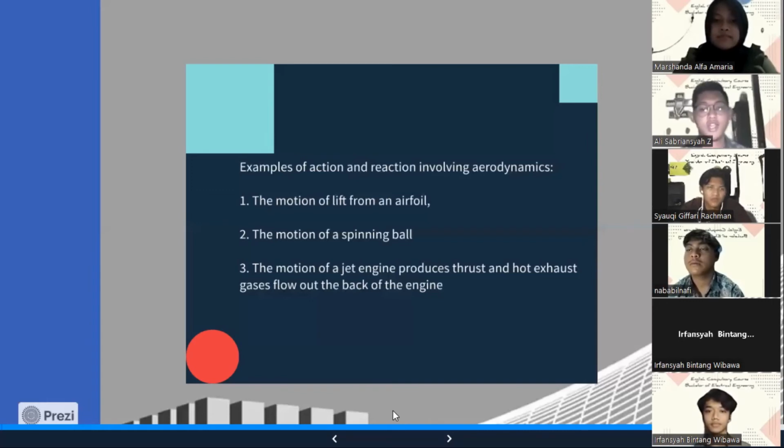3. The motion of the jet engine produces thrust. The hot exhaust gases flow out from the rear of the engine, and the thrust is generated in the opposite direction.